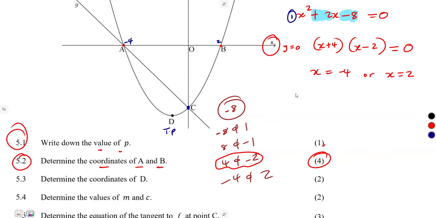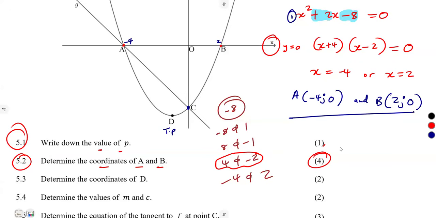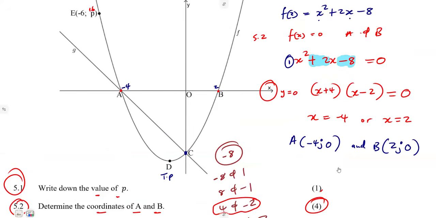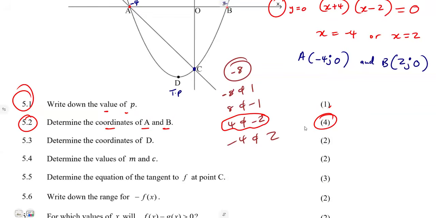All right, so therefore, meaning to say our point A is negative 4, 0. Remember, in the x-axis, y is equal to 0. And our point B, that's at 2, 0. Our x is 2 and y will be 0 there. All right, so that was it for the coordinates of these two points, A and B. Now let us consider 5.3.